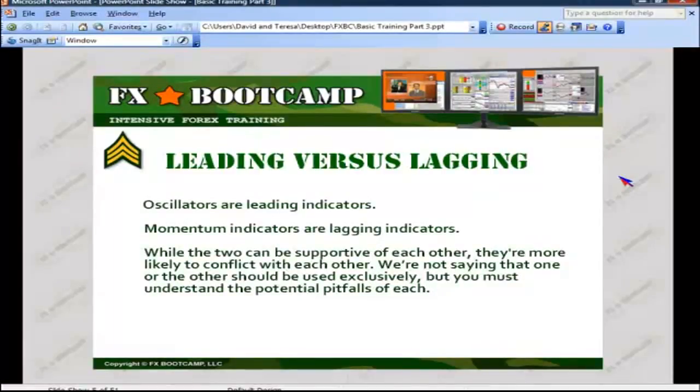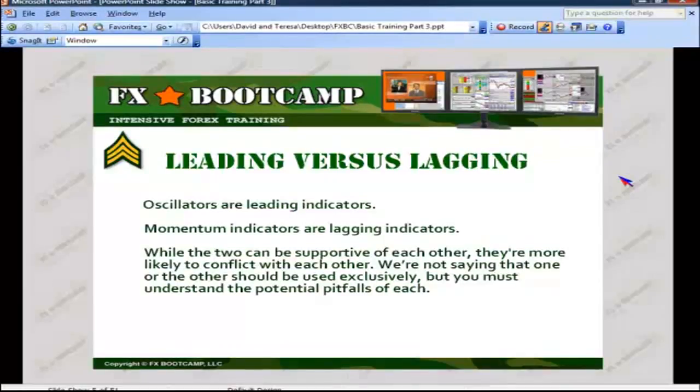All right, leading versus lagging. Oscillators, we like to say, are leading indicators, especially in the case of stochastics. It's very sensitive to price, and it's leading in two areas: in the fact that you have overbought, oversold conditions identified ahead of price, and additionally, you have the divergence factor in play. Momentum indicators are lagging indicators.